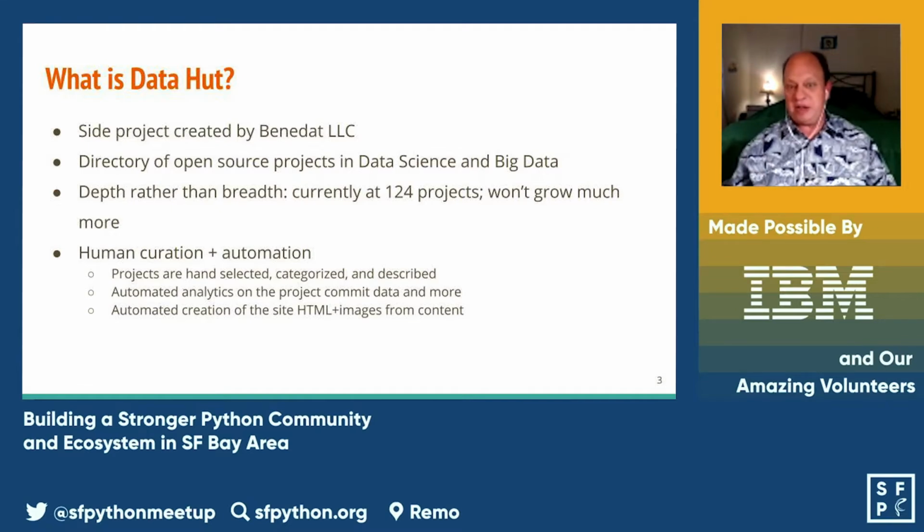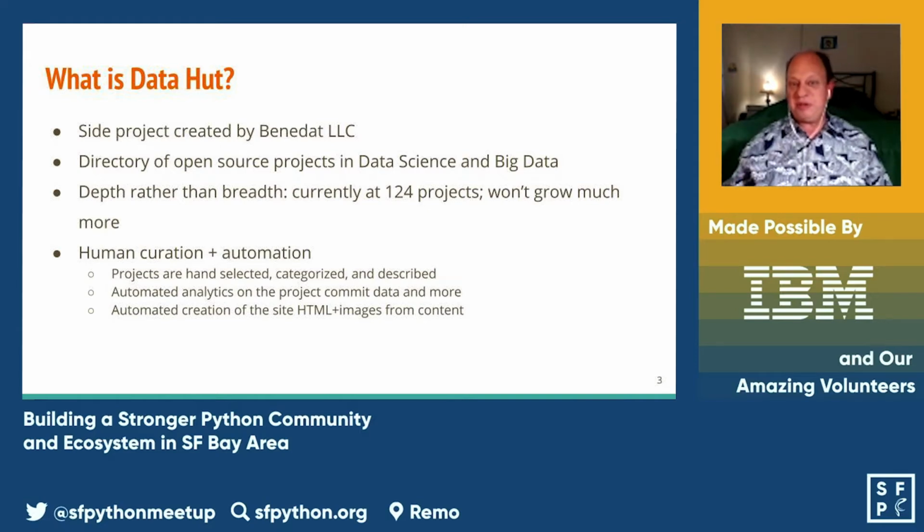And then there's an automated component. We generate automated analytics, mostly from the Git commits, also from some other sources, so we can generate analytics and charts from that. And then finally, we put it all together with a site generator.